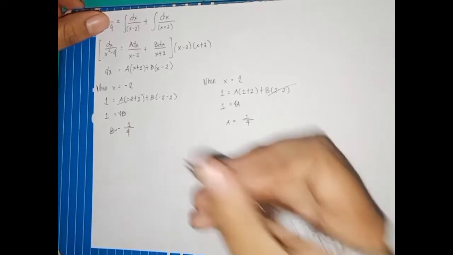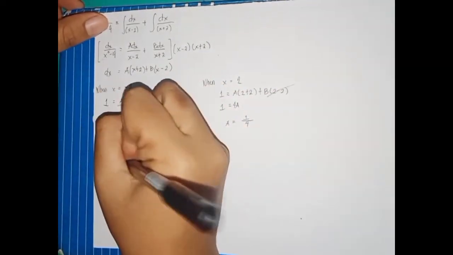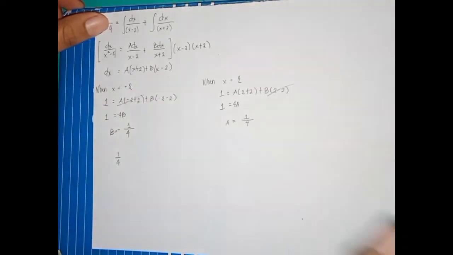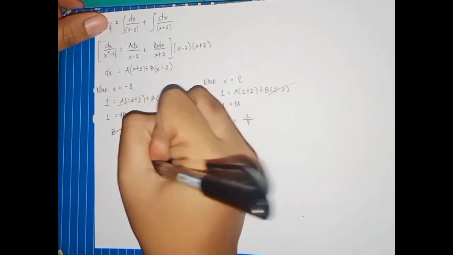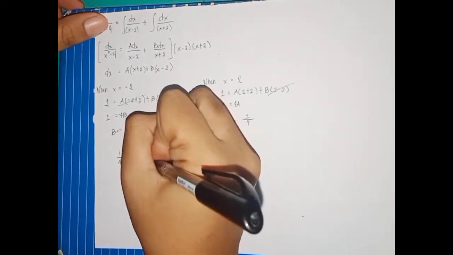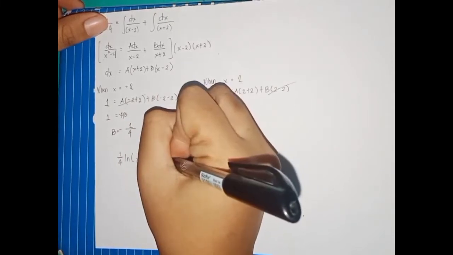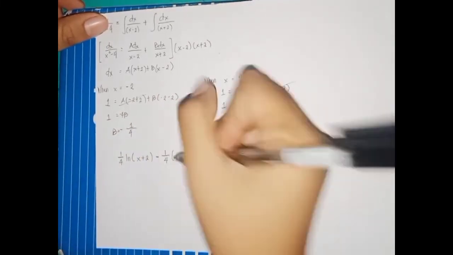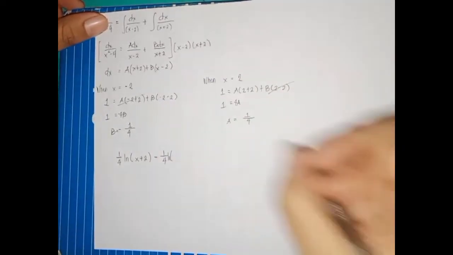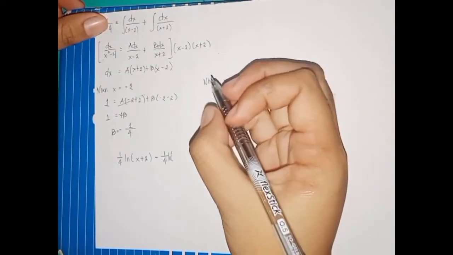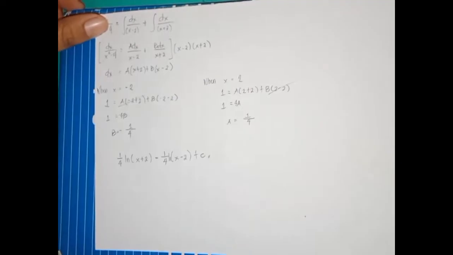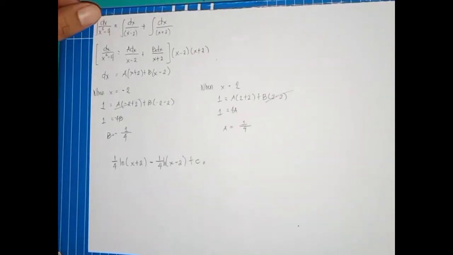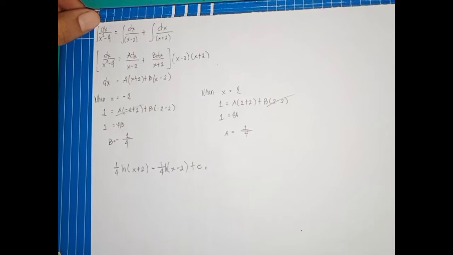Okay, so the final answer will be 1/4 ln of the quantity x plus 2 minus 1/4 ln of the quantity x minus 2 plus C. So this will be our final answer for the given integral of dx over x squared minus 4.